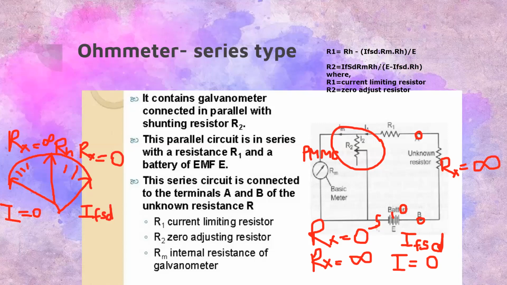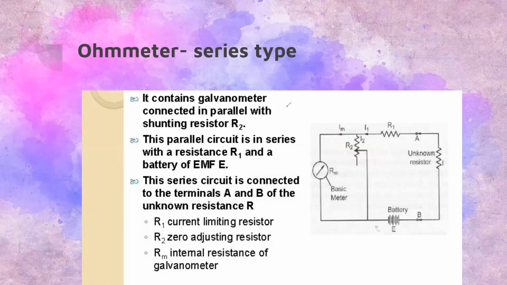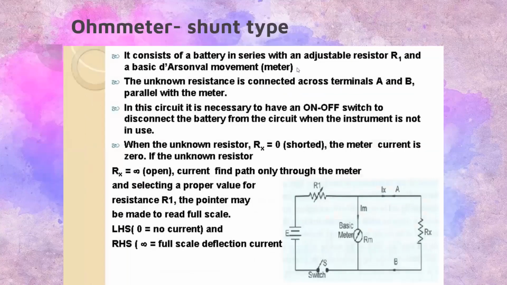And RH, I have just told you, I'll show it in a different color, I'll take green. RH is the half scale resistance. Okay, please take a screenshot of this. You will require this in all the numericals. Fine.